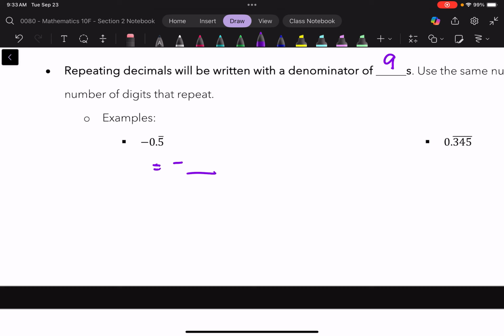And a communication error thing to point out is that that negative either has to be written in front of the fraction or in front of the numerator. It cannot be written in front of the denominator. Okay, I have one digit that's repeating. It's just the 5, which means I only have one 9 in that denominator. The digit that's repeating is 5, which means the numerator is 5. This cannot be further simplified, so this here is my final answer.